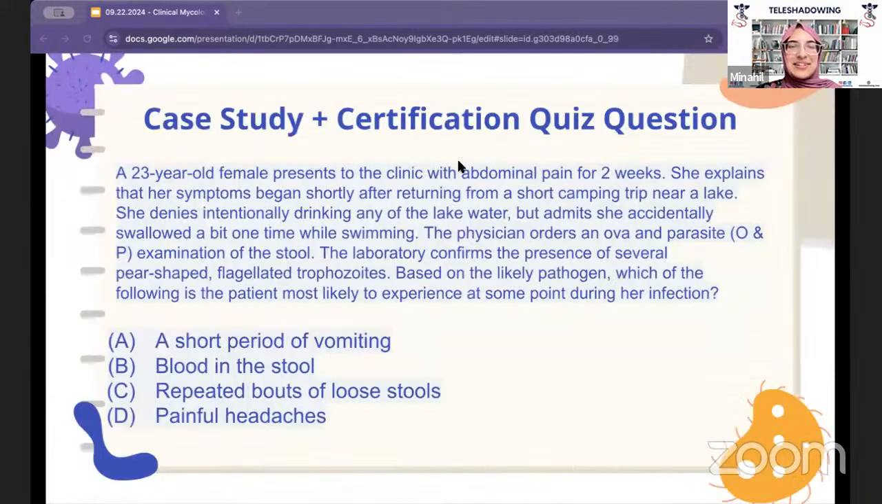Now I want to just quickly talk about another case study related to this, and this is another certification quiz question that we'll have for you all when you're taking your certification quiz. So you're welcome for giving you the answers.